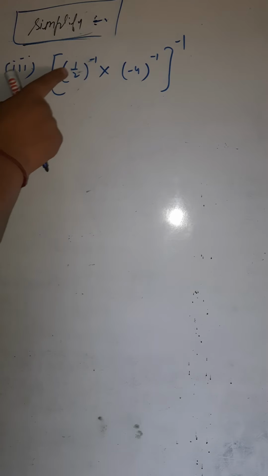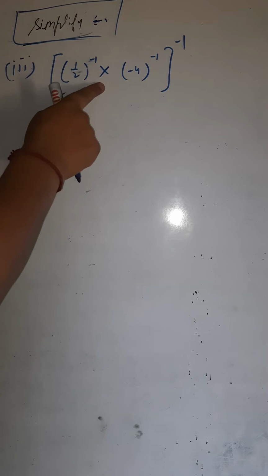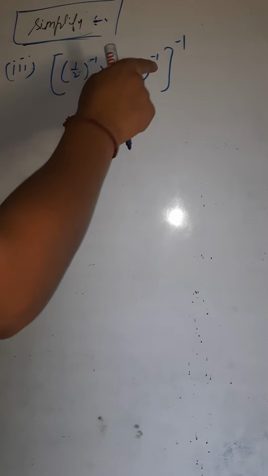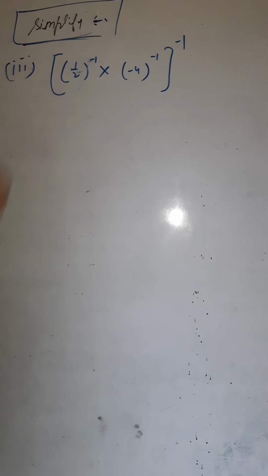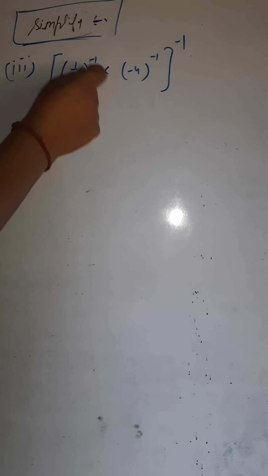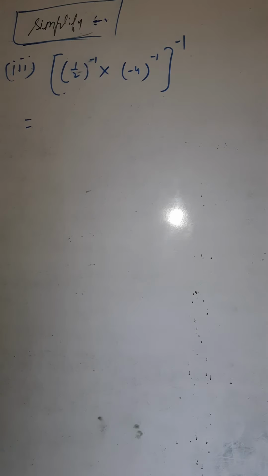Okay, look here. 1 by 2 whole raised to the power minus 1 multiplied by minus 4 whole raised to the power minus 1. Then again you have enclosed this inside the bracket. Then again whole raised to the power minus 1 is there. Okay, so how to solve this one question? So first the inside exponents are to be changed into the positive one. Okay, so how do you change this?